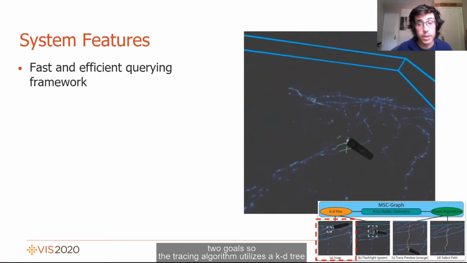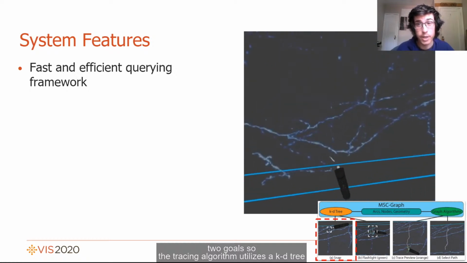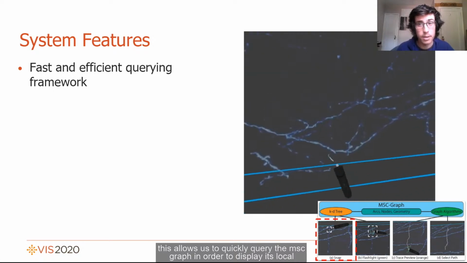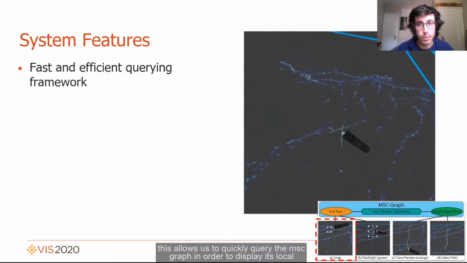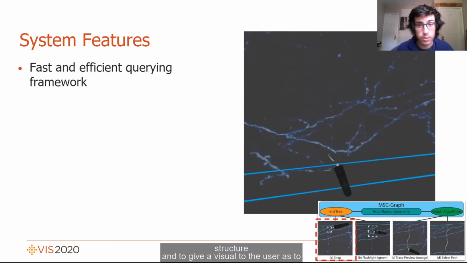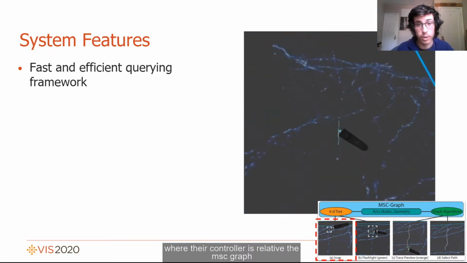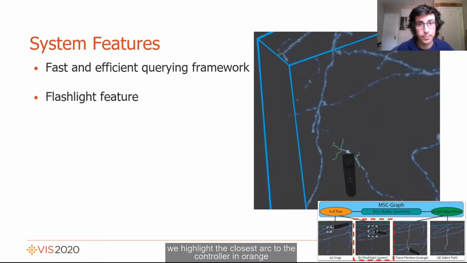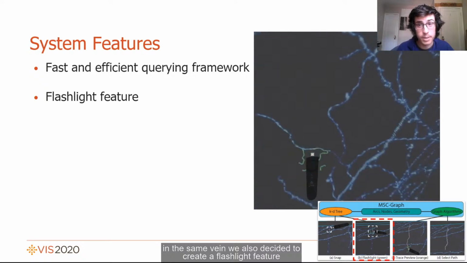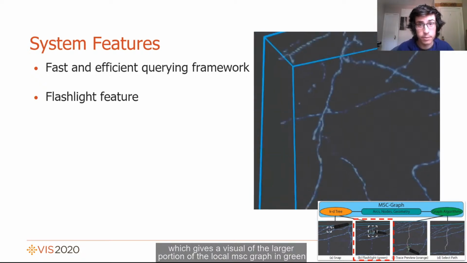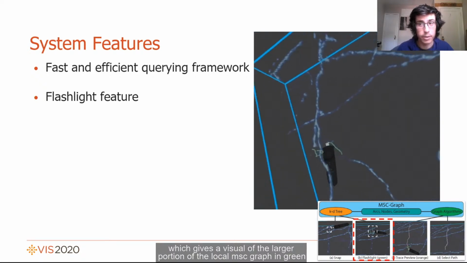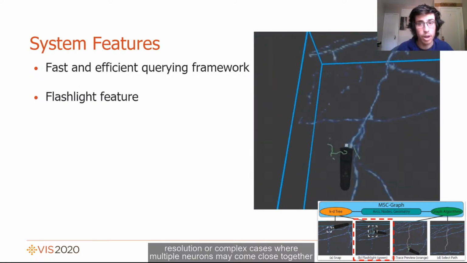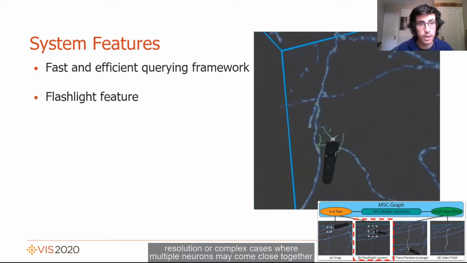So the tracing algorithm utilizes a KD tree, which maps coordinates of the controller to the closest point on the MSC graph. This allows us to quickly query the MSC graph in order to display its local structure, and to give a visual to the user as to where their controller is relative to the MSC graph, we highlight the closest arc to the controller in orange. In the same vein, we also decided to create a flashlight feature, which gives a visual of the larger portion of the local MSC graph in green, and this enables the user to gain more insight into the data, especially in low resolution or complex cases where multiple neurons may come close together.